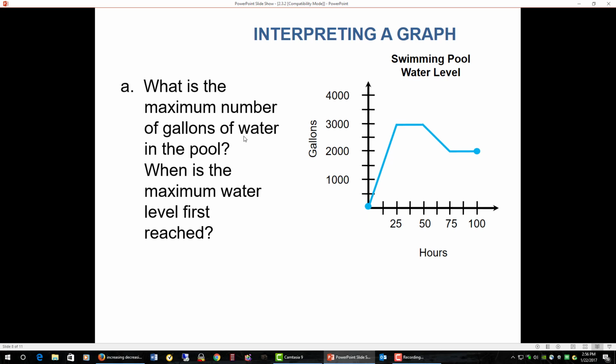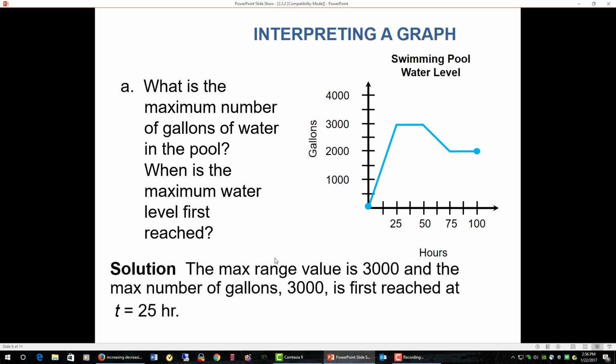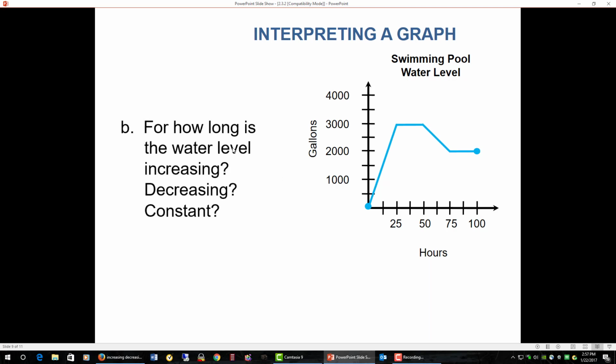All right, it says A, what is the maximum number of gallons of water in the pool, and when is the maximum water level first reached? All right, so if we kind of look here, the maximum water, I would say it would be up here. All right, and it would probably be first reached about 25 hours at 3,000 gallons. Okay, let's see if we're right here. All right, so the max range value is 3,000 and the max number of gallons 3,000, so we're looking good there. It says for how long is the water level increasing?